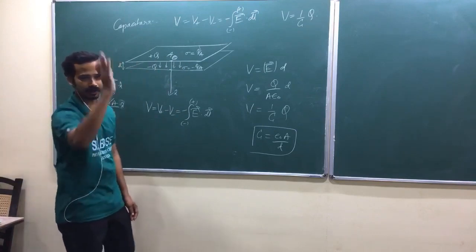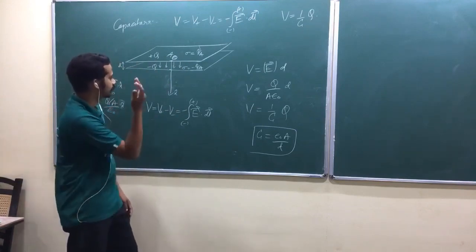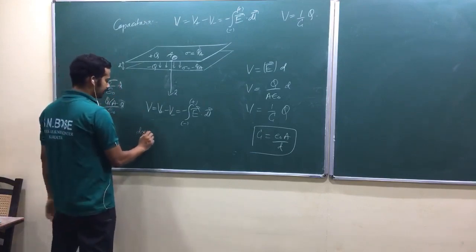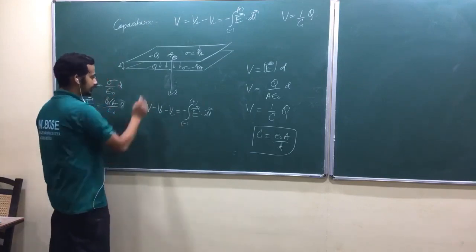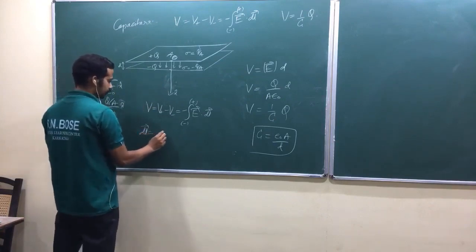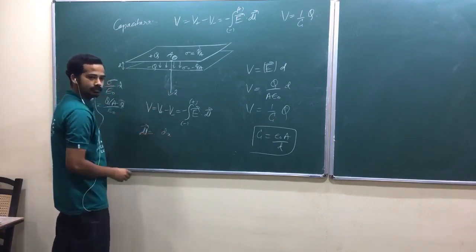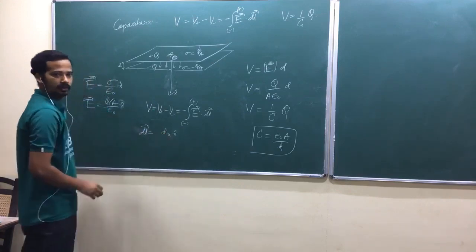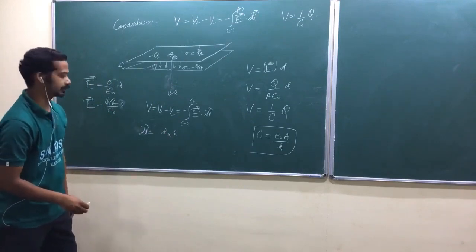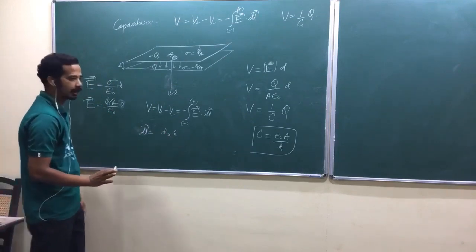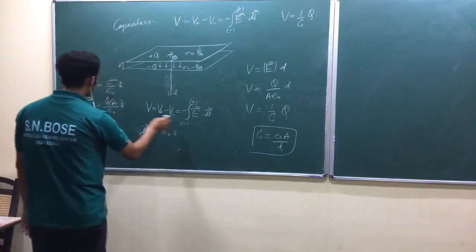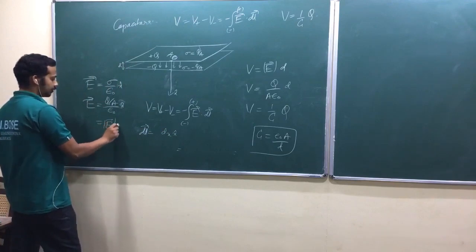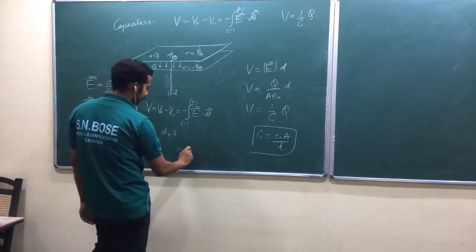When you move along the positive x-axis, dx is positive. When you move along the negative x-axis, dx is negative. Am I right? Now look at here. I am going to write dl vector equal to dx into x cap. Let me just proceed. What would happen? We shall see. So now the electric field is also along x cap. Let me write mod E into x cap.